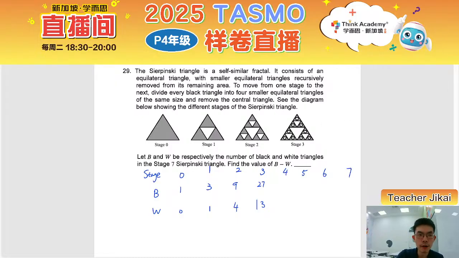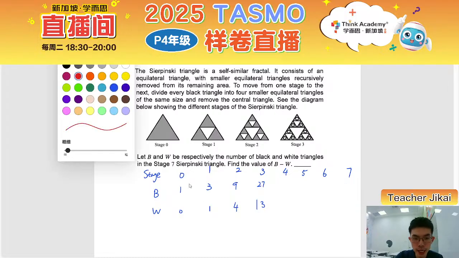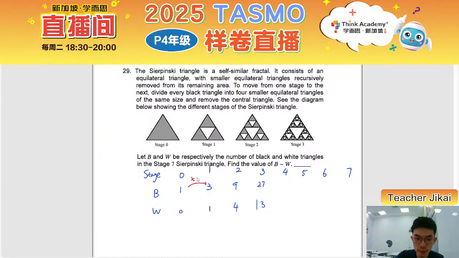For the black triangle, every one black in the next stage will be divided into 3 parts, right? So we just times 3. This one times 3. This one times 3. So for the fourth, 27 times 3, 81. For the fifth, 243. For the sixth, 729. For the seventh, it is what? 729, we times 3, it is 2187.